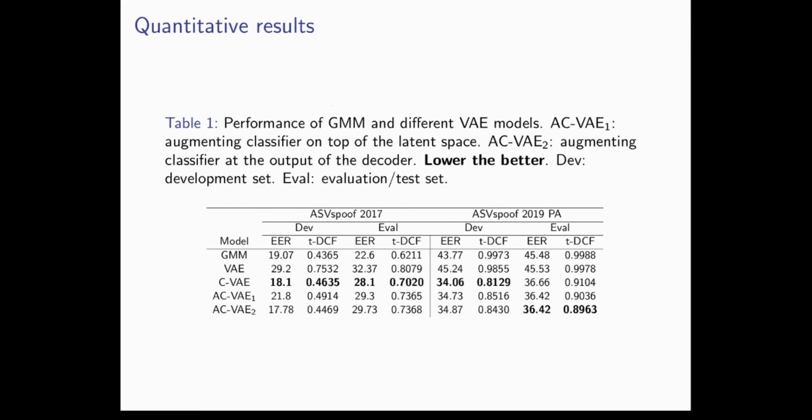So let me talk about some results. These are the quantitative results, and here we show the performance comparison of the various generative models that we investigated: the GMM and different VAE models. We show the EER and t-DCF, so lower is better. What we found is that when we used two different VAE models to model bona fide and spoof data, performance was poor, and we found the model to perform well when we trained a single model, but conditioned on the class labels.